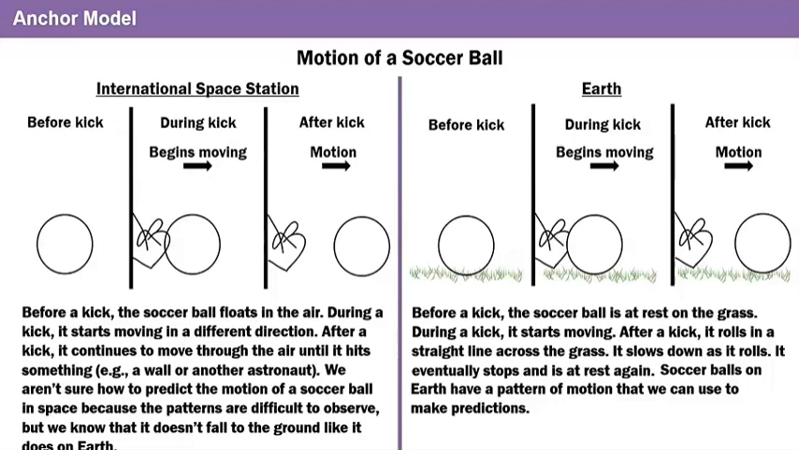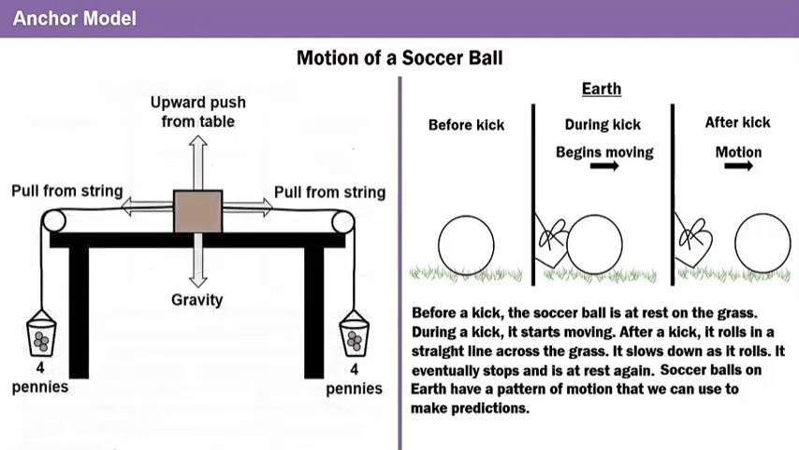Let's also revisit our anchor model. We've been talking about the motion of a soccer ball on board the International Space Station and on Earth. How can we use what we've learned about forces acting on an object to update our anchor model? Let's compare the forces acting on the Atwood machine to the forces acting on the soccer ball on Earth. What forces should we add to our soccer ball model?